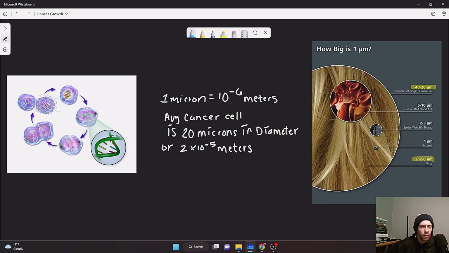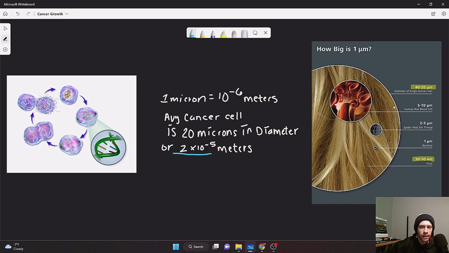The typical or the average cancer cell is roughly 20 microns in diameter. And 1 micron is 10 to the negative 6 meters. So the average cancer cell is 2 times 10 to the negative 5th meters. And this is very, very small, but not as small as you might think. In fact, it is roughly the size or the width of a single human hair.